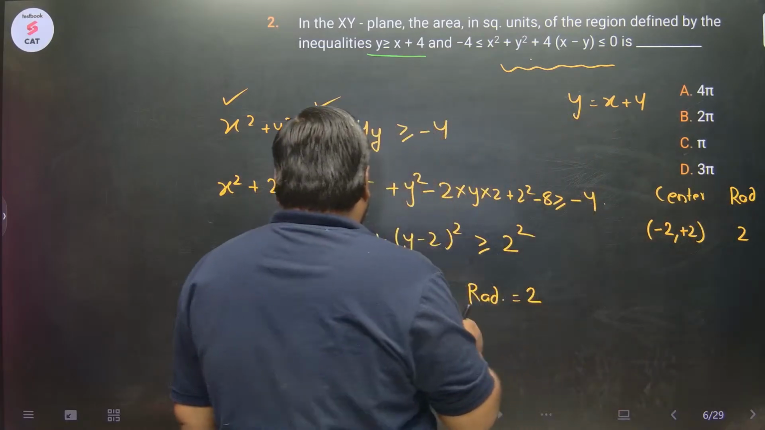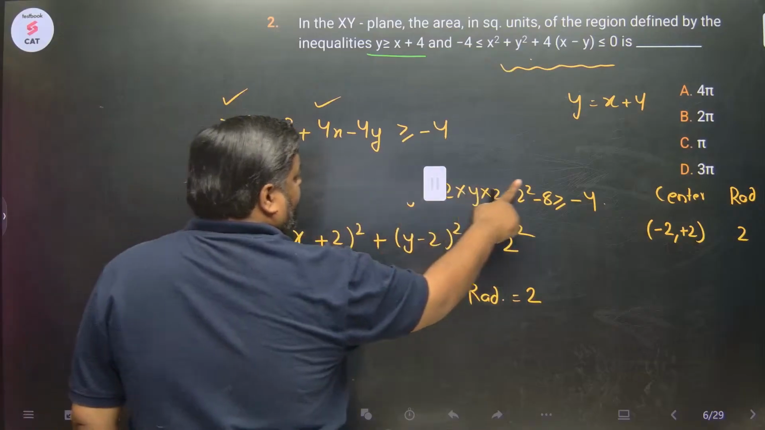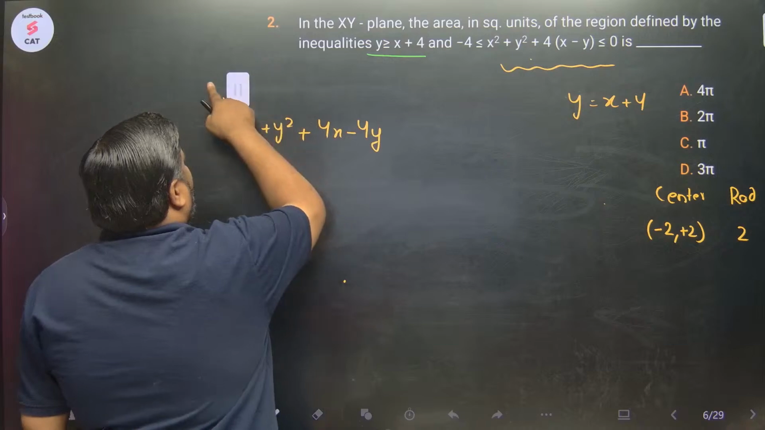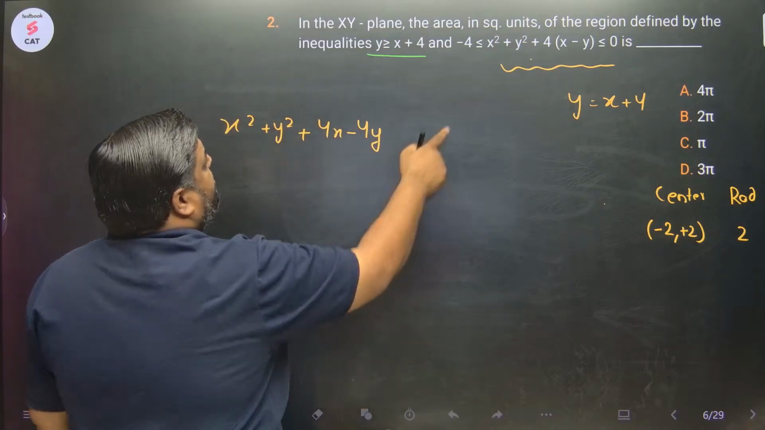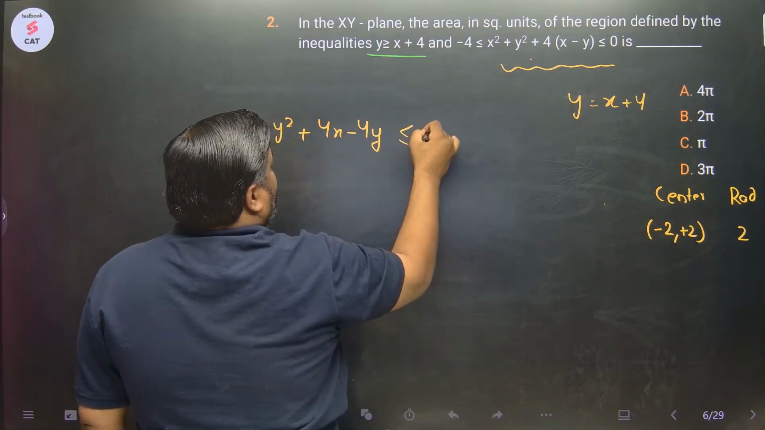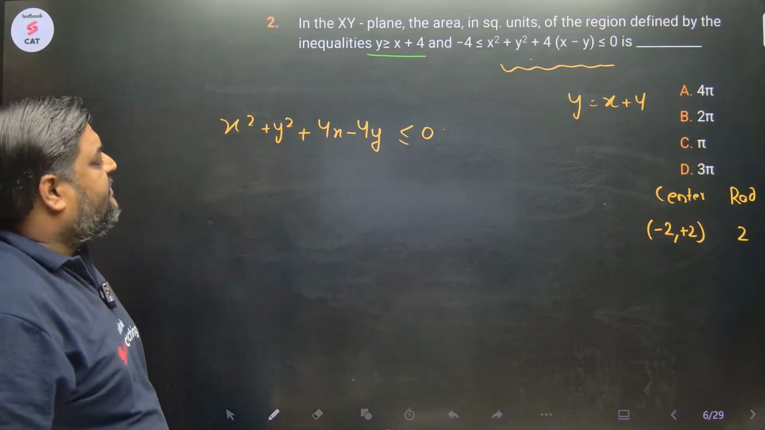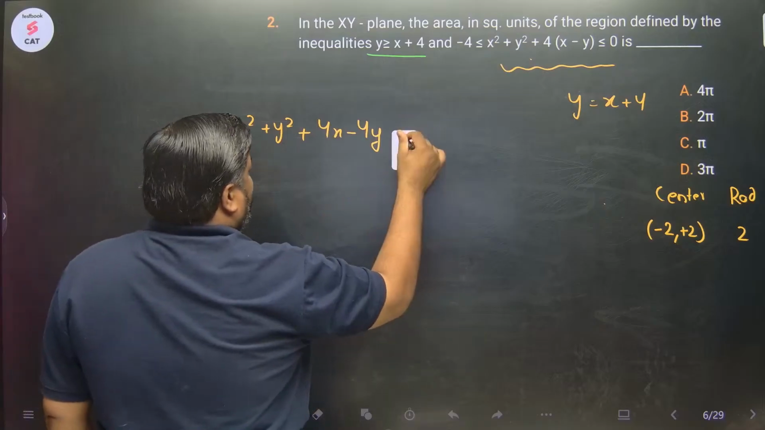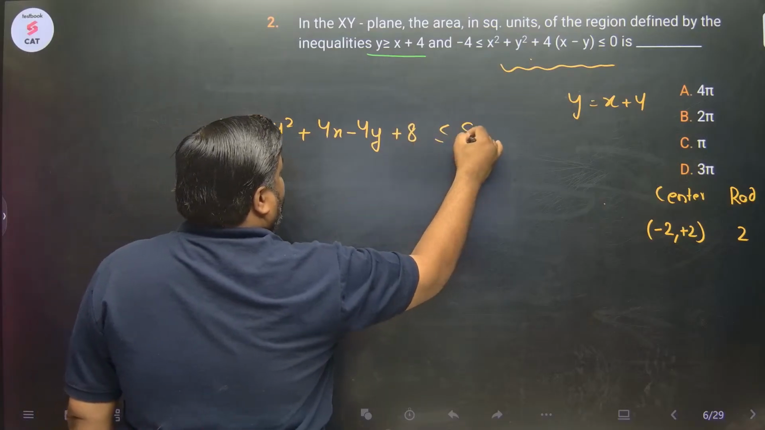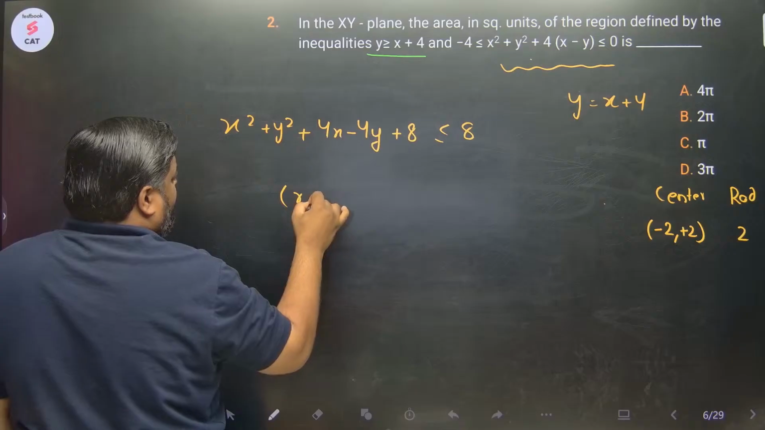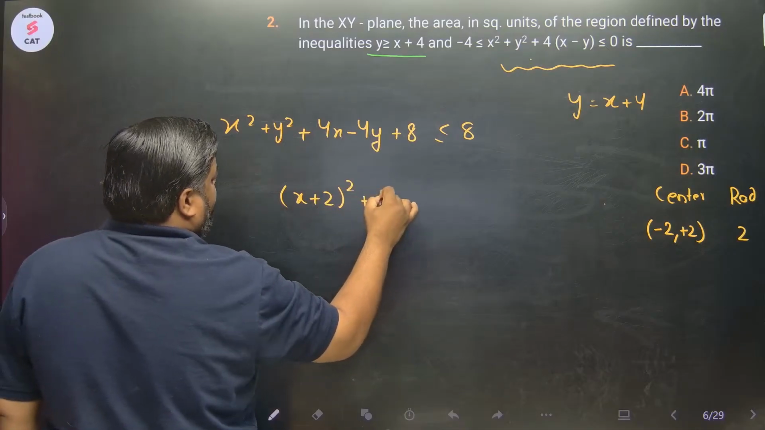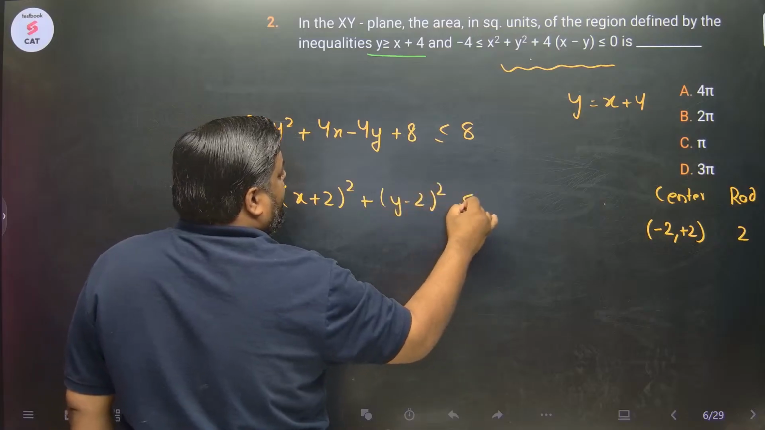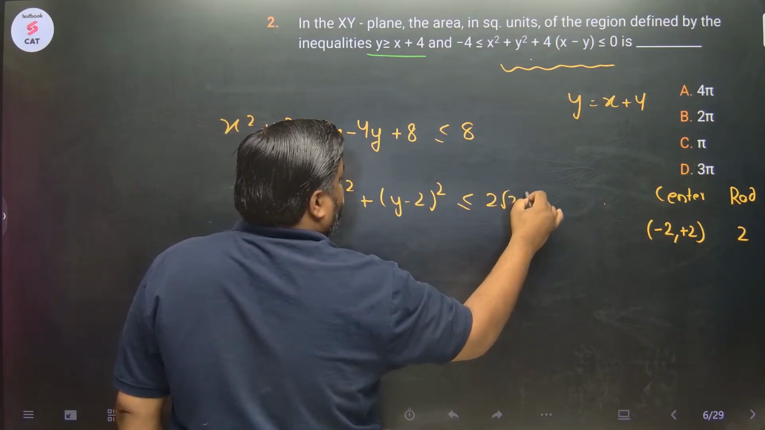If we work towards the right hand side, so what do I have? Looking at the right hand side, this is less than or equal to 0. So somewhere you will have to do this: I know I need 8 here, so I need 8 here also. The rest of the calculation is the same. So I will land with (x plus 2) whole square plus (y minus 2) whole square less than or equal to (2 root 2) cube.